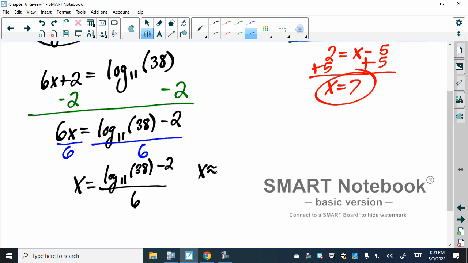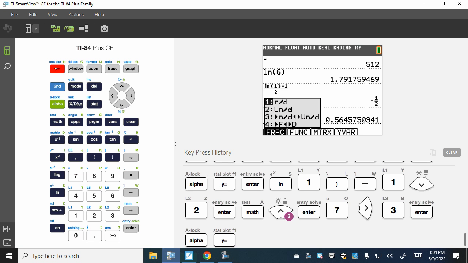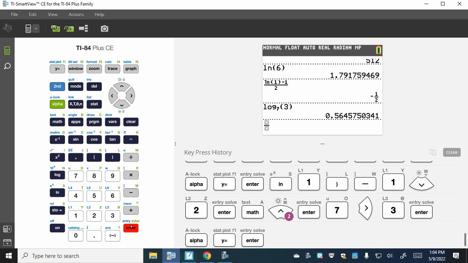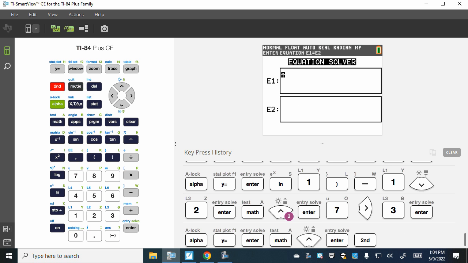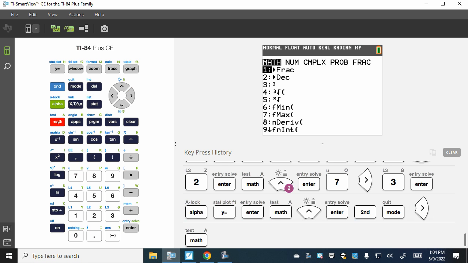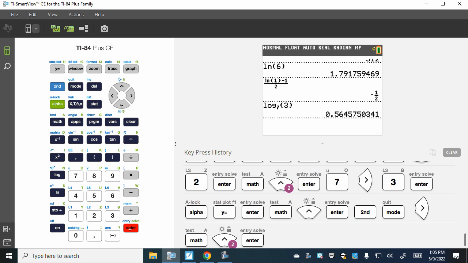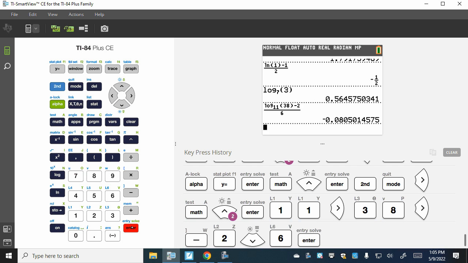Now at this point, we would type it into the calculator. So we can go alpha y equals enter to get the fraction. What's inside the log cannot be negative, but since we started with an exponent, that's fine. So negative 0.805.